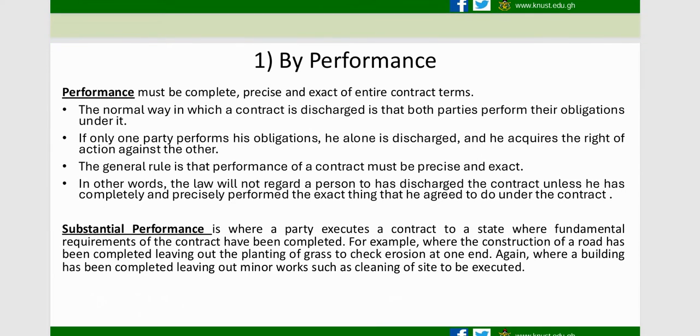Okay, so the first one is by performance. So when we say by performance, performance must be complete, precise, and exact of entire contract terms. So the normal way in which a contract is discharged is that both parties perform their obligations under it. So once we have a contract and both parties perform their obligations or their duties under the contract, it means we are done with the contract. There's nothing else to live upon.